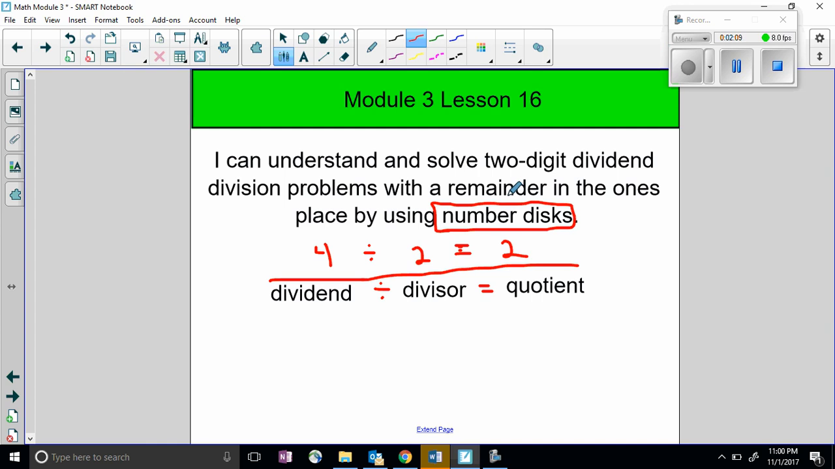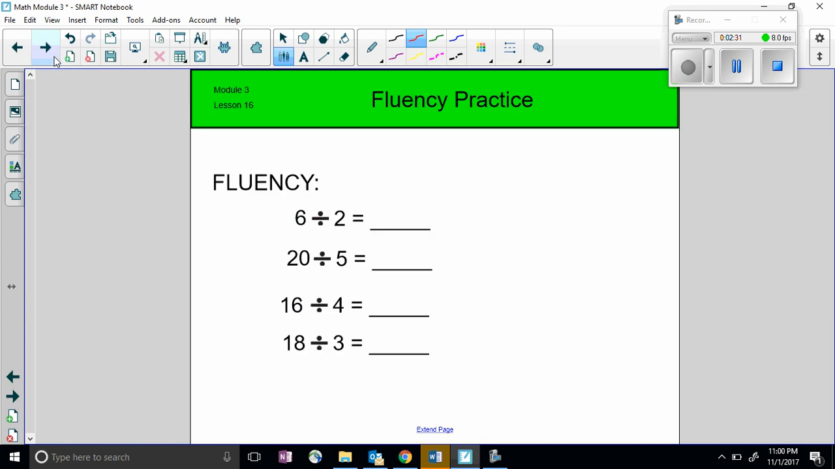So if you don't understand the other one, or if you do prefer it, that's okay. Just like we learned multiple ways to multiply, we're also learning multiple ways to divide. And we're looking at remainders again. So let's go ahead and move on to fluency. It's really fast, I promise. 4 problems, that's it. Give me a thumbs up for me to check when you're done.